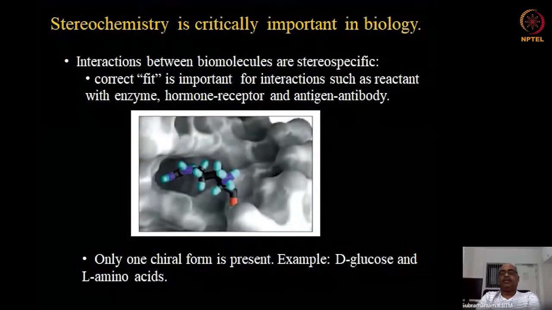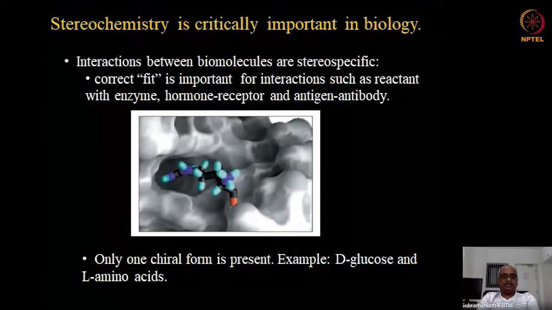All right, so now really the main reason why we are learning stereochemistry. At the beginning I mentioned that even the functional group property varies depending on what other groups are attached in the same molecule.